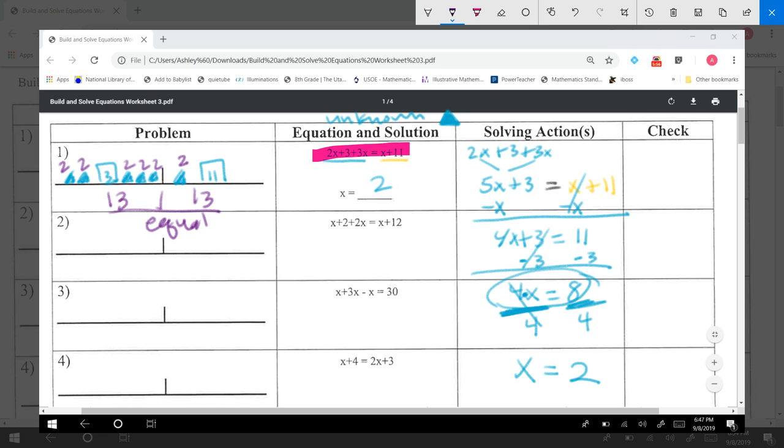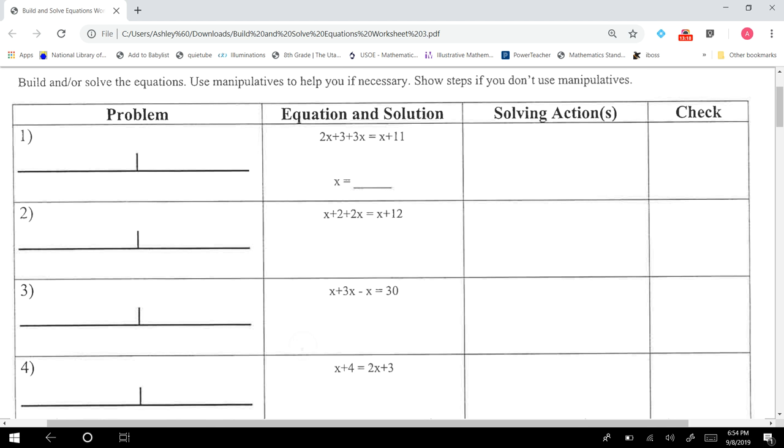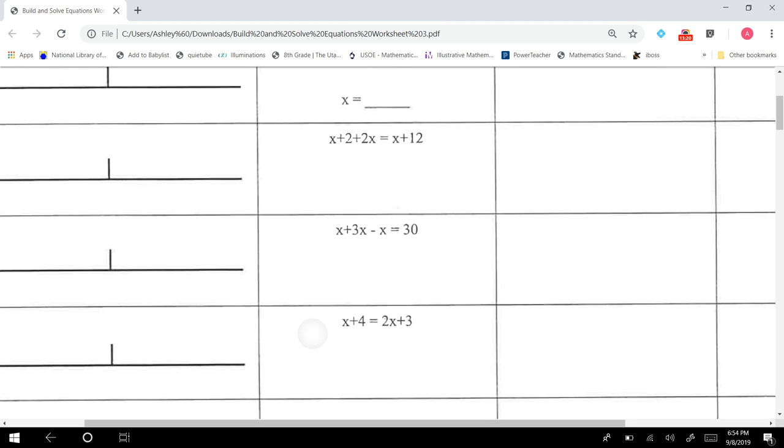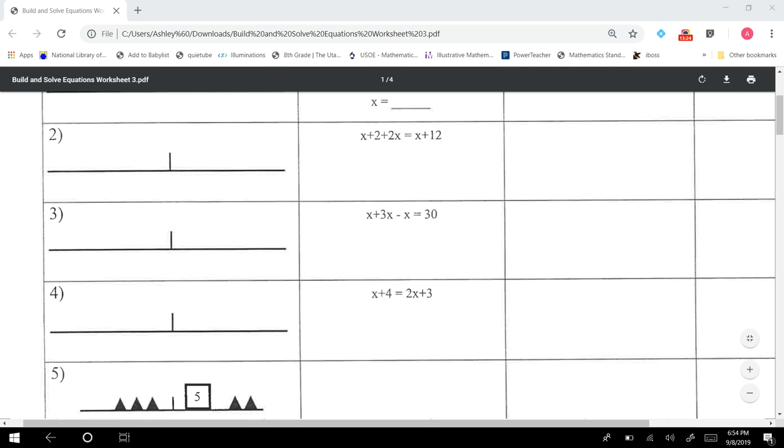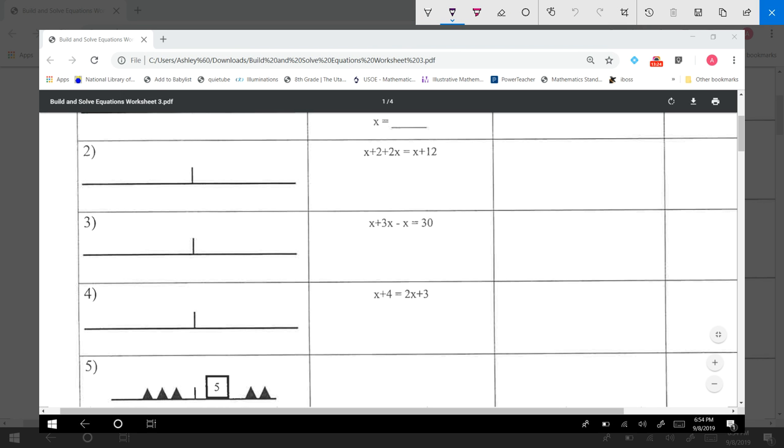Okay? So there's different ways to check. You can use your picture to check. You could plug in the x and use your equation to check. Okay. So one more thing I want to go over to help you. We're going to see it in this equation with number 3.